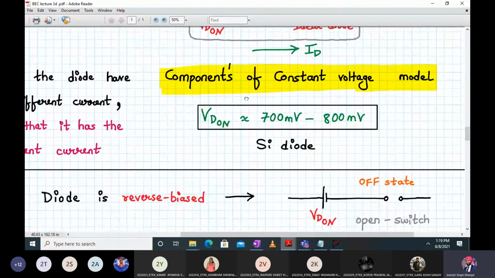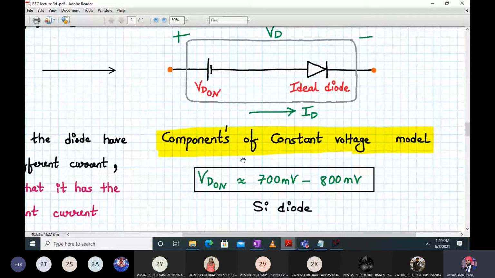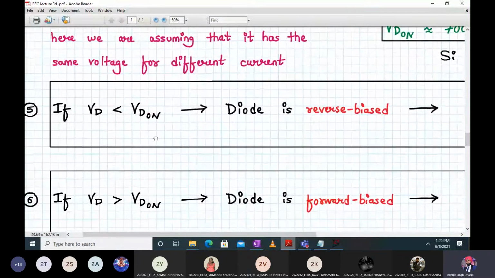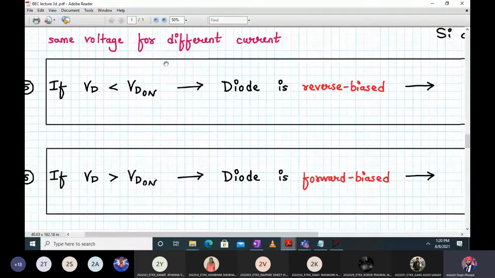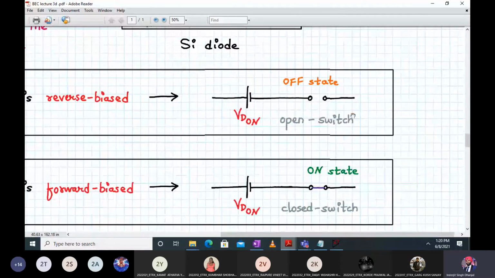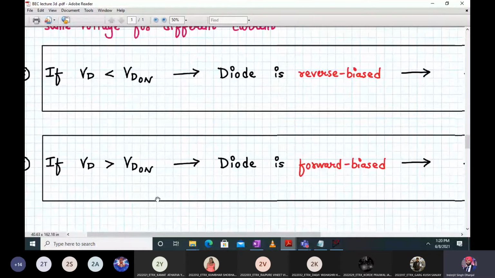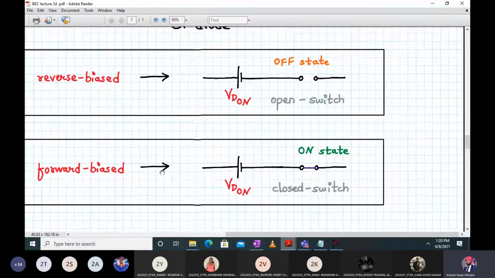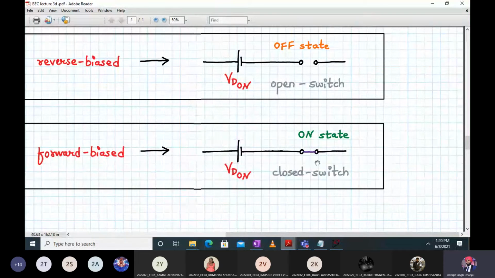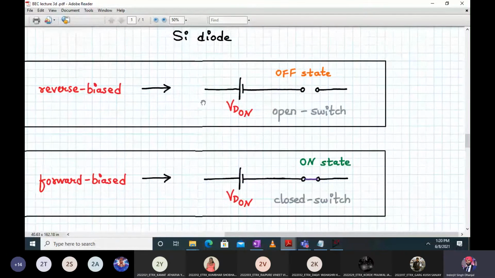VD on is typically 600 to 800 millivolts for a silicon diode. When the diode voltage is less than VD on, the turn on voltage, the diode is reverse biased, and the model looks like a VD on battery with an open switch. Whenever the applied voltage is greater than the turn on voltage, the diode is forward biased, and we have a battery VD on with a closed switch. These are all things you have to remember for the constant voltage model.